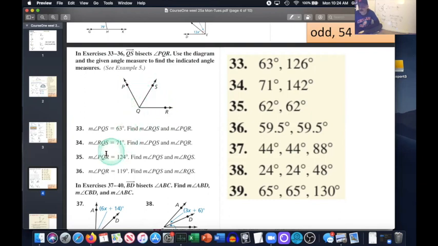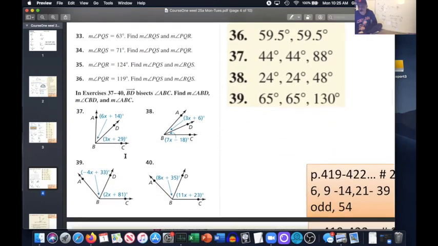And then here for 35, they gave you the larger angle, PQR, and since QS bisects, that means just divide this by 2 to get the others. Okay, and then the same thing here, since bisection means cut into 2 congruent angles, that means this expression equals that expression. So just put these two expressions equal to each other.